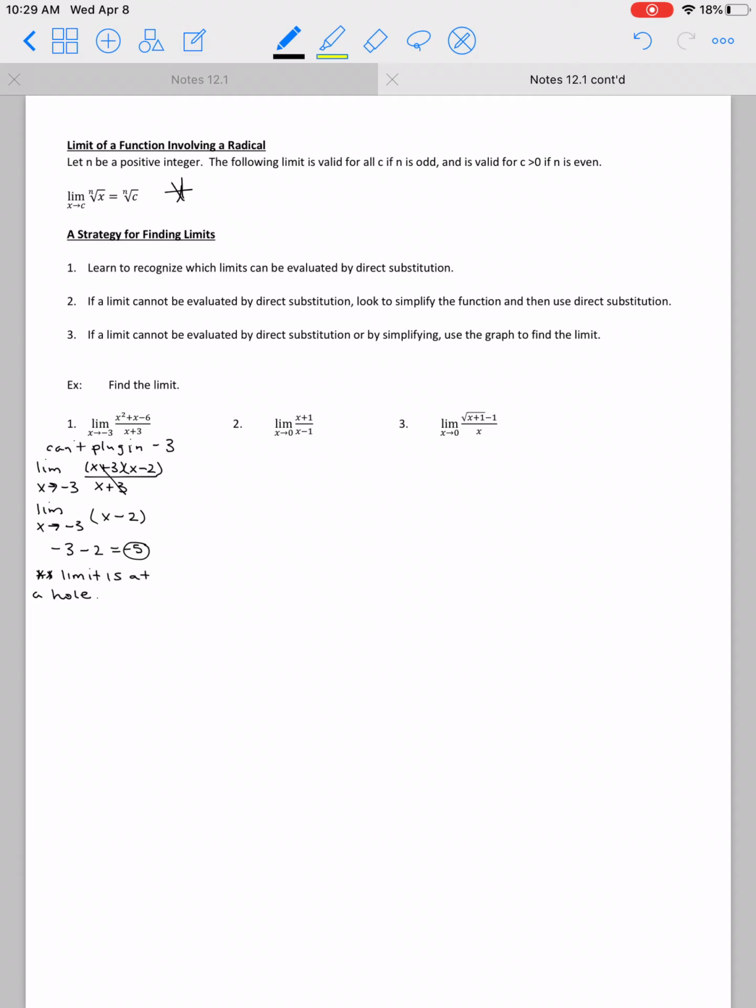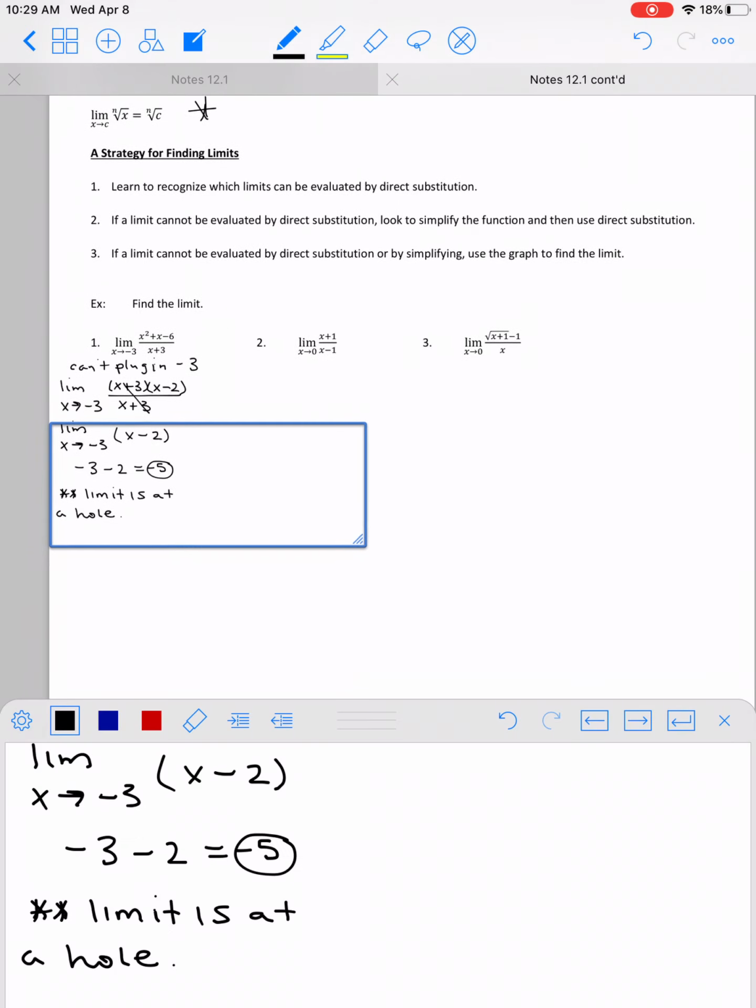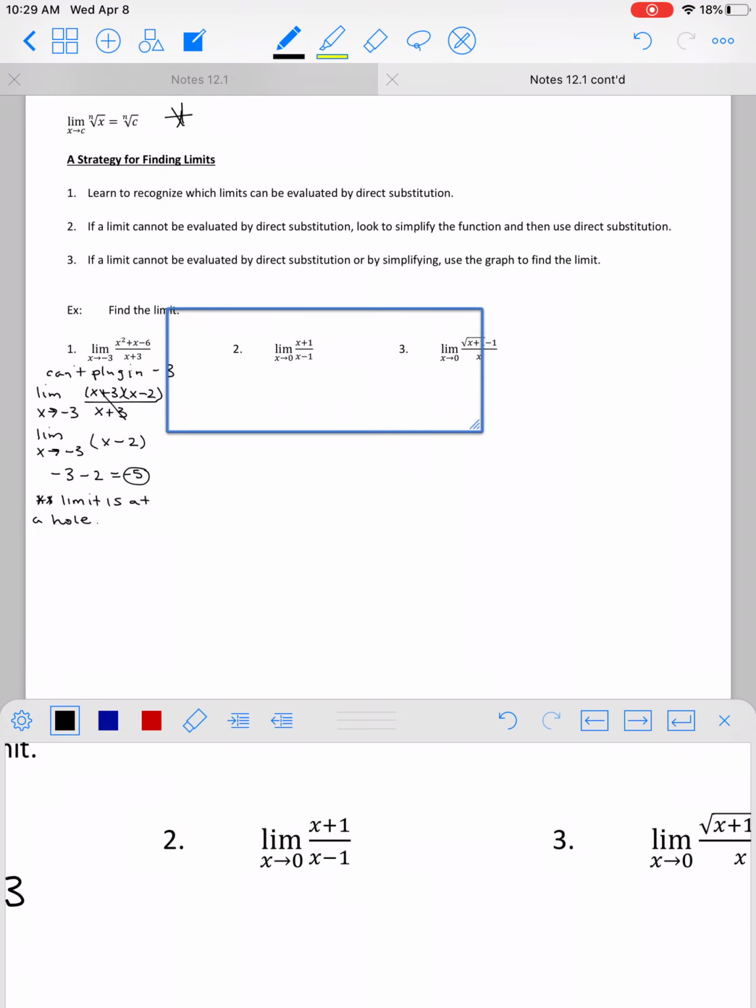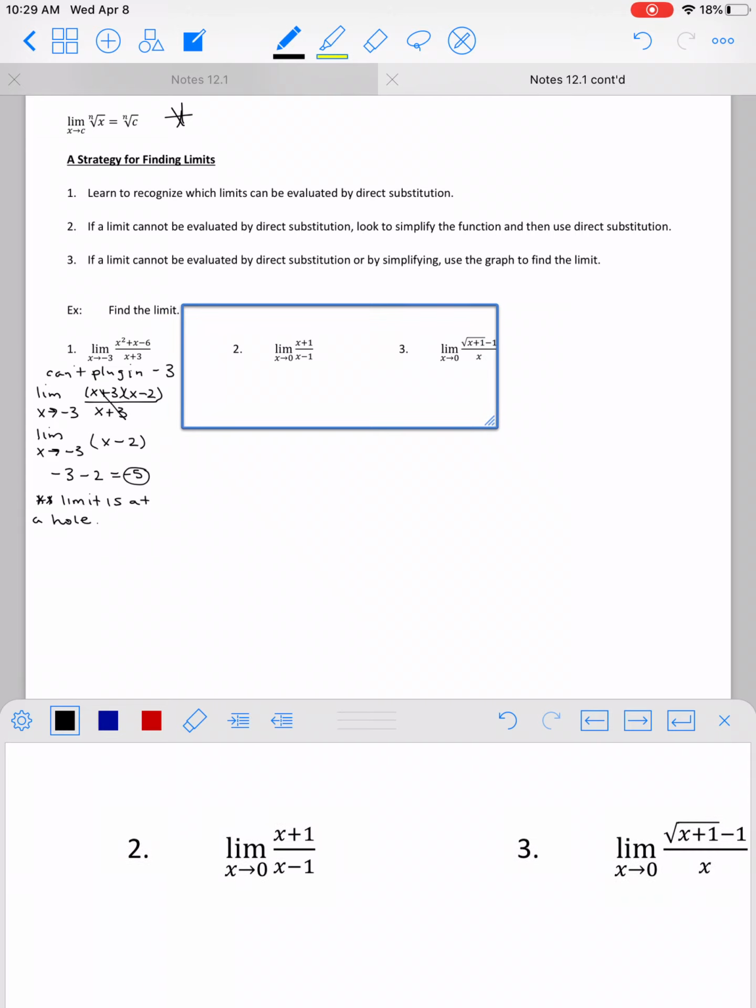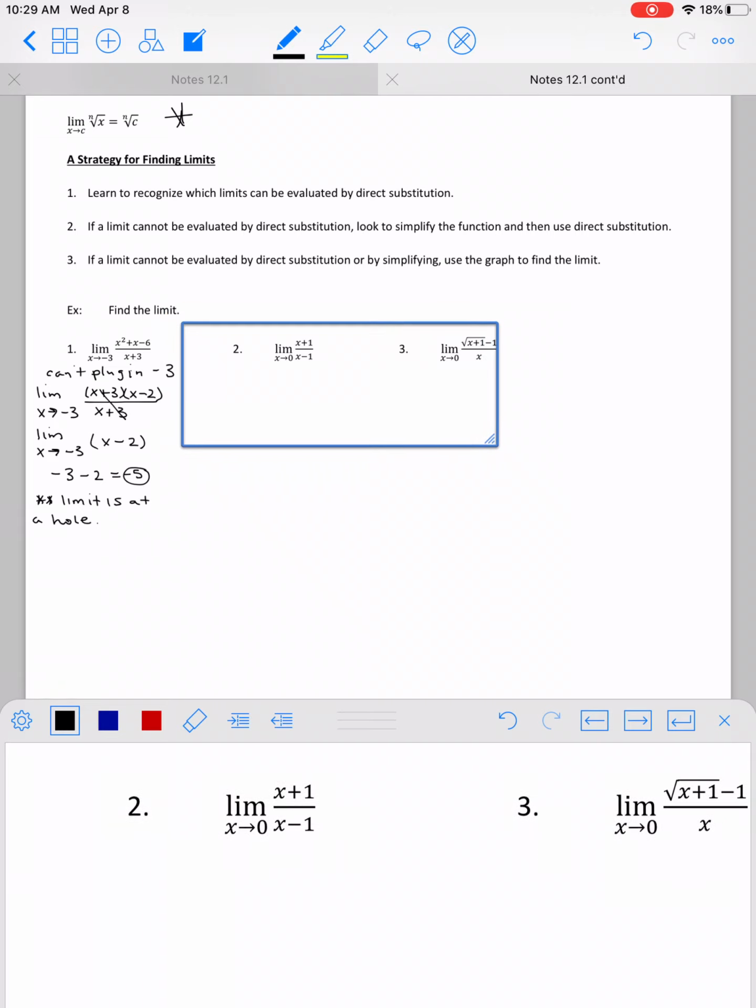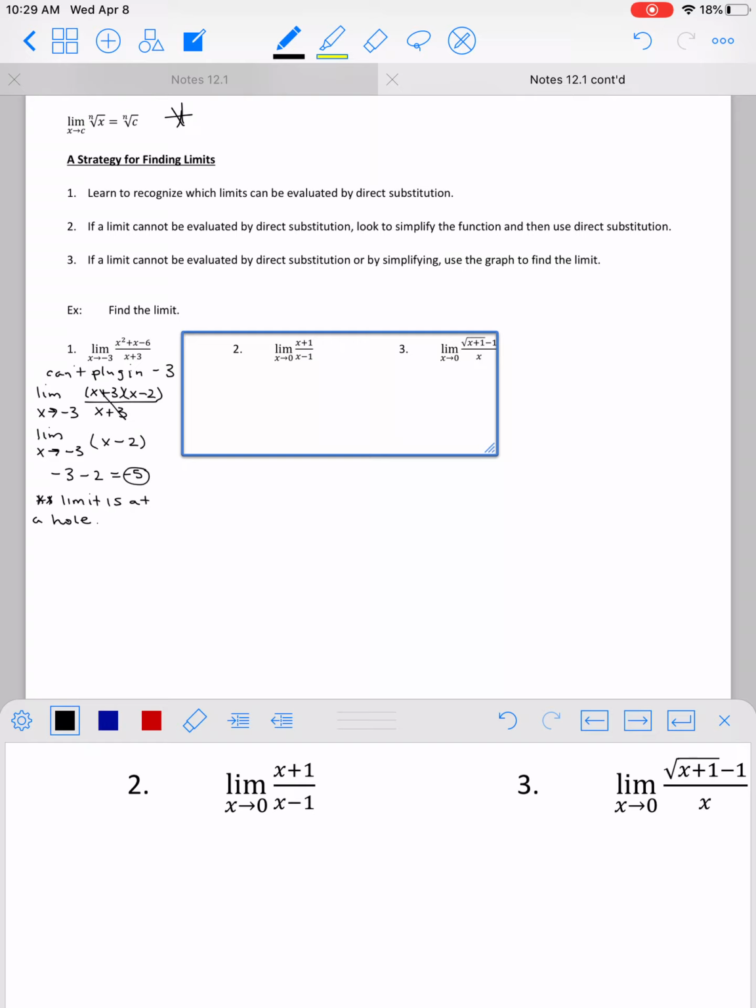All right, now let's look at this next one here. The limit of x plus 1 over x minus 1 as x approaches 0. So your first step is plug in 0. So I can plug in 0. We could use a quick cover up there if we want to, or if you want to see it written out, this would give us -1.